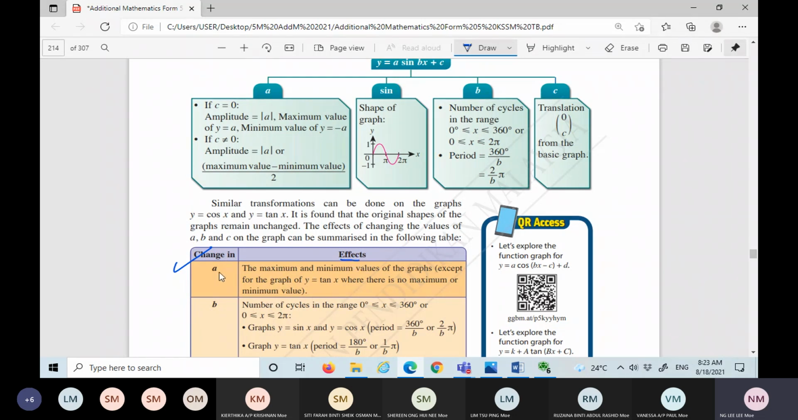If you change a, it will affect the maximum and the minimum value of the graph, but not for the tangent graph. So this is the first one we want to see when you adjust the value of the a.